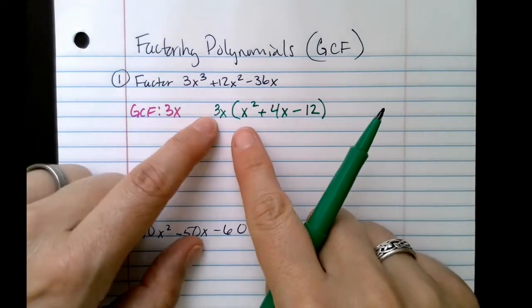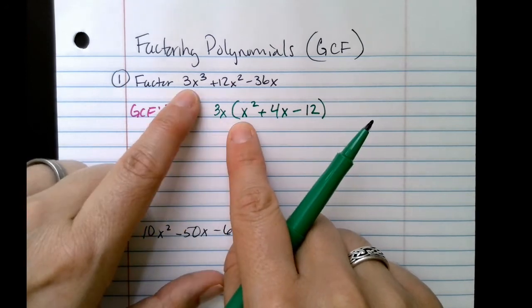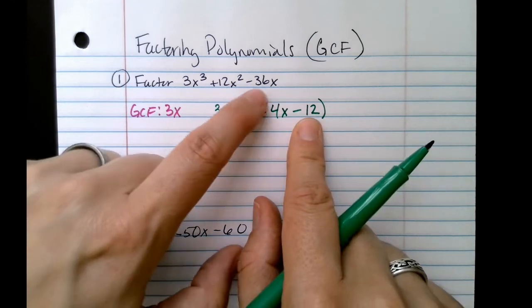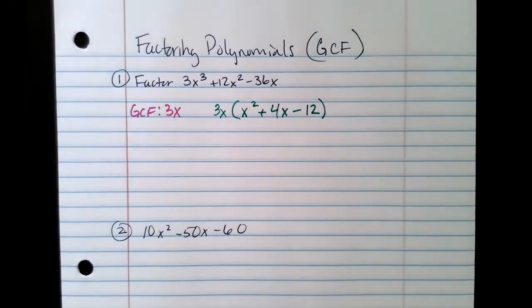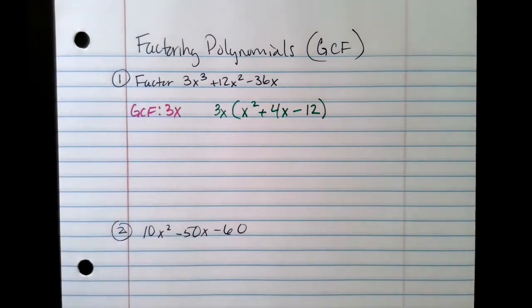Now you can always check your work to see if you factored enough out. 3x times x squared is 3x cubed. 3x times 4x is 12x squared. 3x times negative 12 is negative 36x. Now let's look at what remains. Can we factor that? Answer, yes.